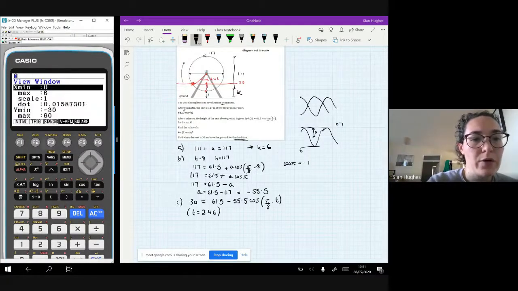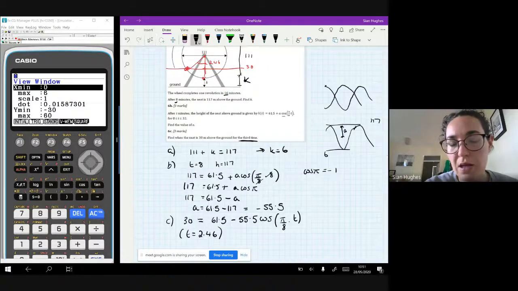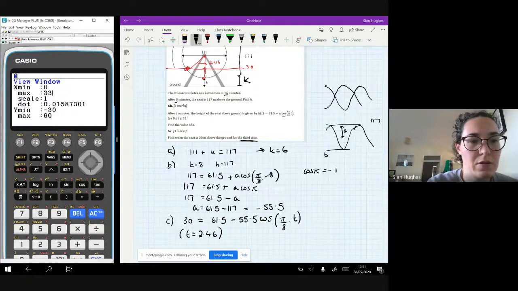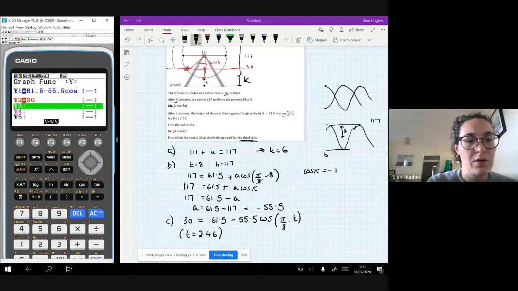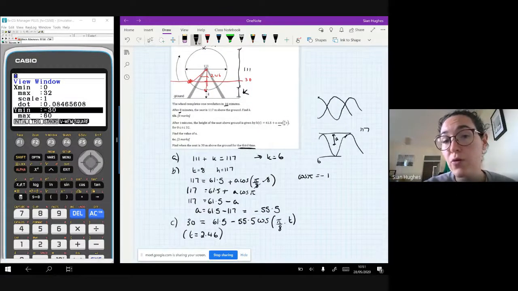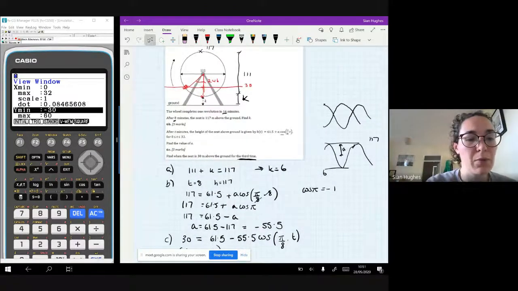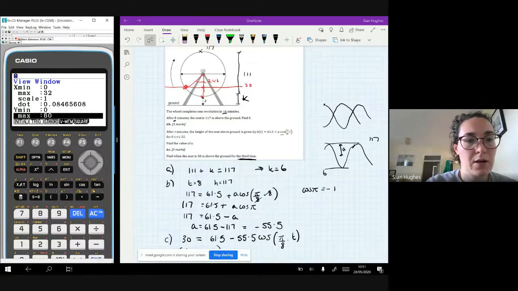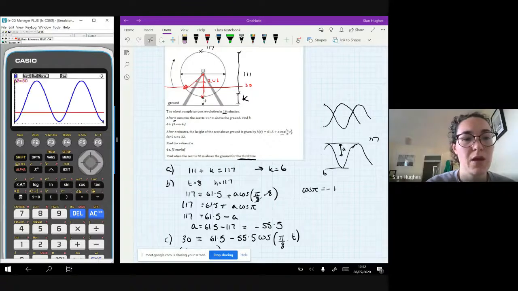I'm going to go to my window because, again, I've been given a domain. I know that the time is between 0 and 32. And then the y values, it hasn't given us the y values, but we can work that out ourselves. We know the minimum height is 6 and the maximum is 117. So a sensible thing to see on the calculator is 0 to 120, and we'll be able to see our whole graph. And there it is.